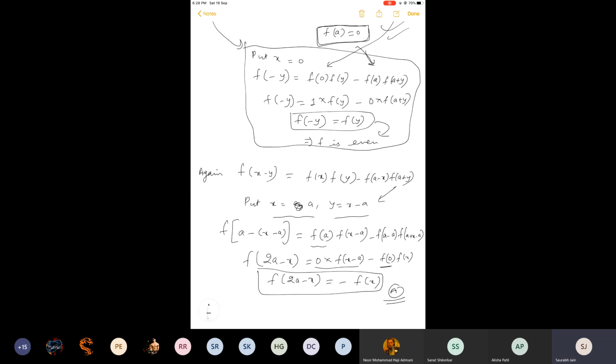X equal to a, y equal to x minus a, because when you put it here, you will come to your question, f of 2a minus x. Now same will be replaced everywhere. Now you know this value fa because of the substitution you did in the previous part, x0 y0, which is 0. So 0 into something, and this will make f0, which is 1, and this is our answer. Okay, so finally f of 2a minus x is minus fx.